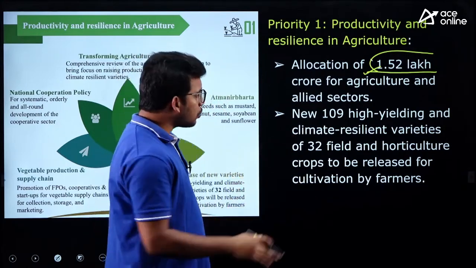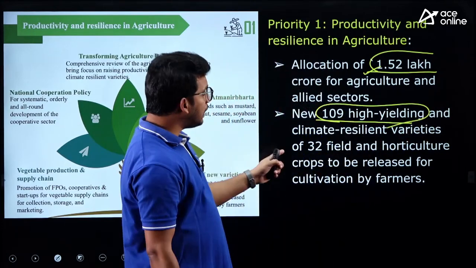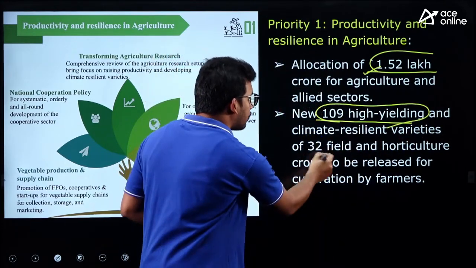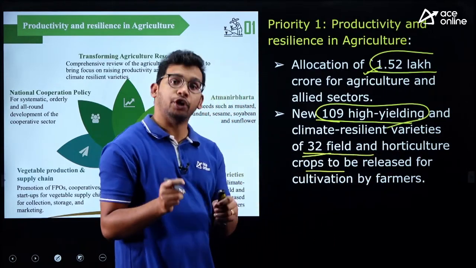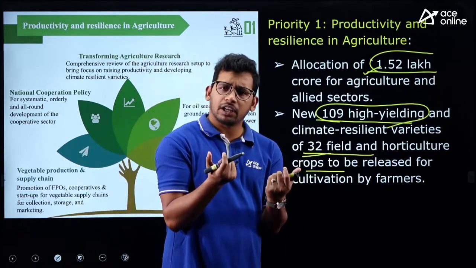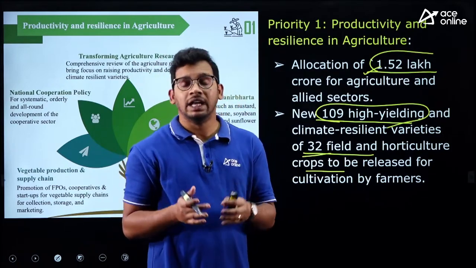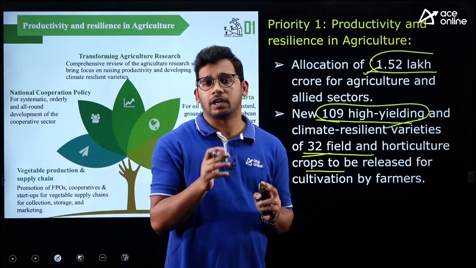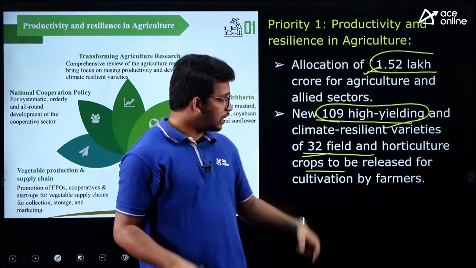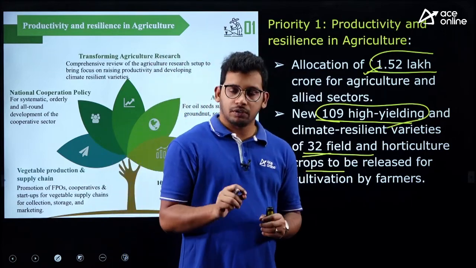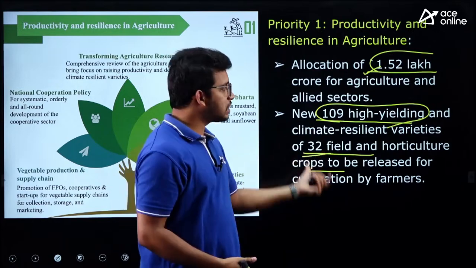Now also one more important thing the government is focusing on is 109 high yielding and climate resilient varieties of 32 field and horticulture crops which are going to be released, because whatever the varieties that we are using or producing now in terms of seeds, crops and all, pests have already adapted to them and they are resilient to these crops. That is why if the government comes up with new seeds, the productivity will increase, and the pest attack will also be reduced because these are new.